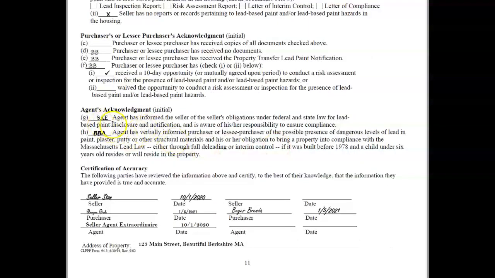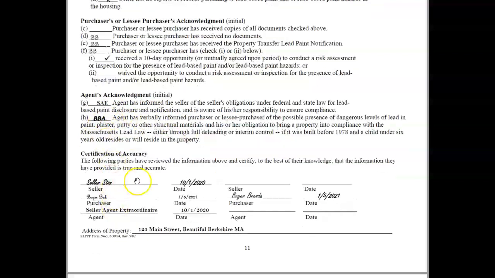We go on. Seller's agent has initialed appropriately, buyer's agent has initialed appropriately. Again, the seller signed, and here is a major issue. We said that the purchase and sale agreement was entered into on the 1st of the month. This is signed by the buyers on the 5th of the month. Therefore, the agent, who has also failed to sign, is in violation of the lead paint law. They did not provide this form and have it signed before the execution of a purchase and sale agreement.